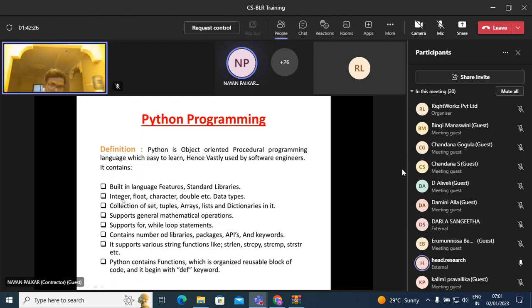Then it has several data types such as integer, floats, and double, etc. Then it contains collections of sets, tuples, arrays, lists and dictionaries, which make this language easy to implement. Next, Python programming supports general mathematical operations, and we are able to do these operations in an easy way, like how we do day-to-day mathematics. Then it supports looping statements like for and while.